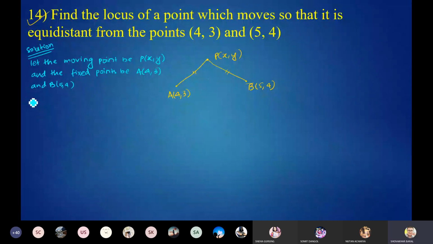Okay, so the second step is the step where we need to write the mathematical condition here according to the question. Can anyone tell me what the mathematical condition is? Please try to understand this term. Okay, it is equidistant here. It says equidistant. So what will the mathematical condition be?